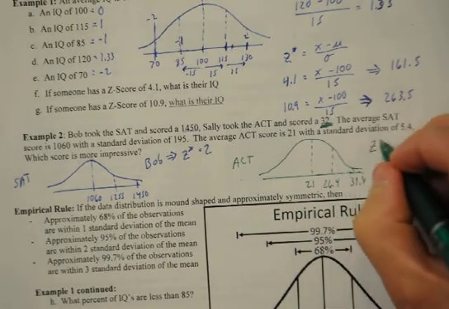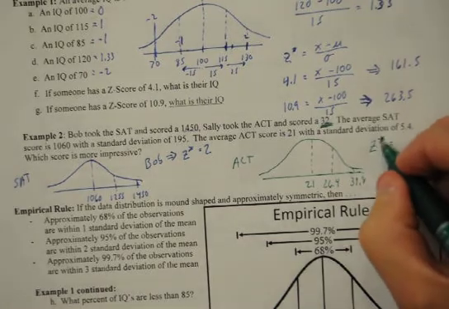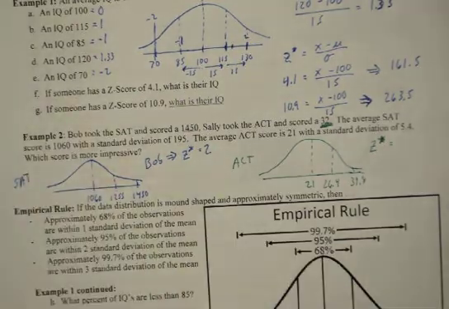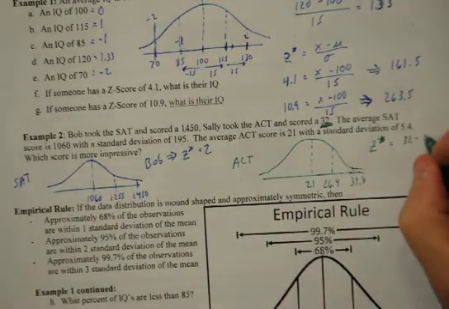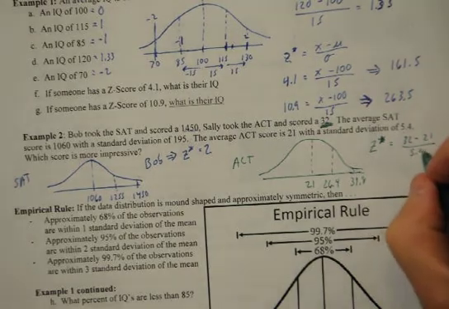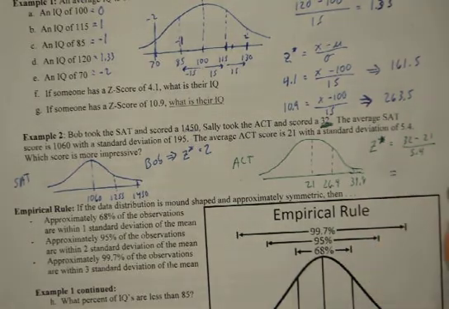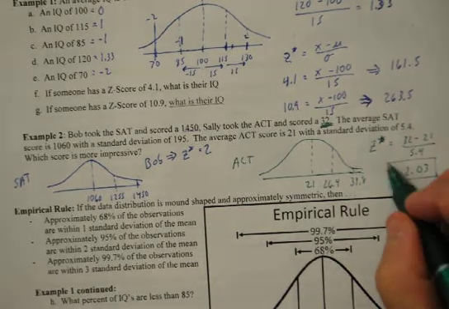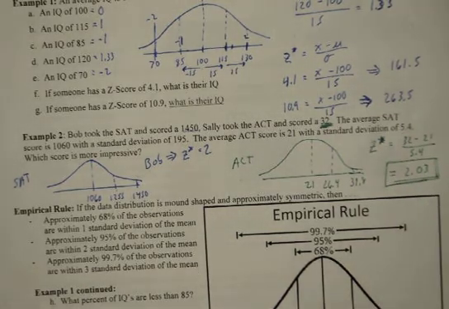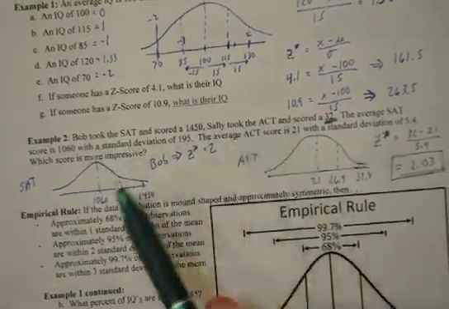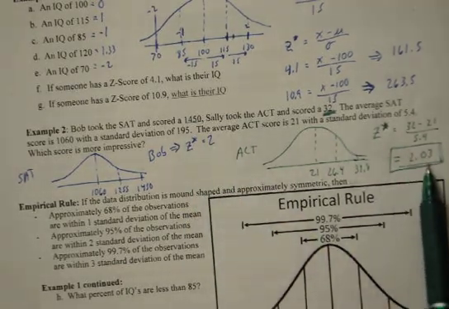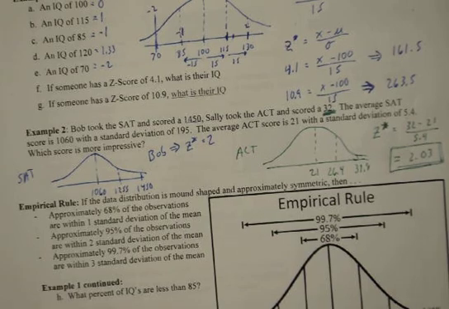In fact, we can find the Z-score of Sally by plugging in her score minus the average score divided by the standard deviation, which leaves us with a Z-score of 2.03. So Sally did better. That's the power of standardizing. The numbers aren't always going to be the same, but when you standardize, you can see who's more impressive. This guy has a Z-score of 2, and she has a Z-score of 2.03. So Sally actually did better.